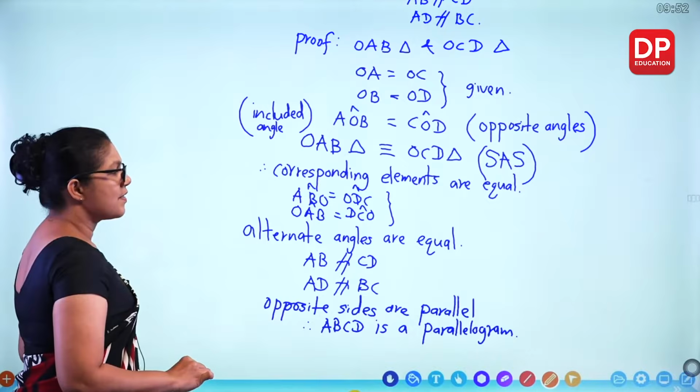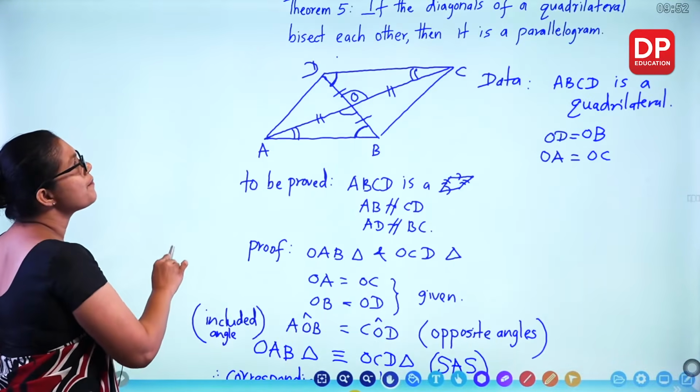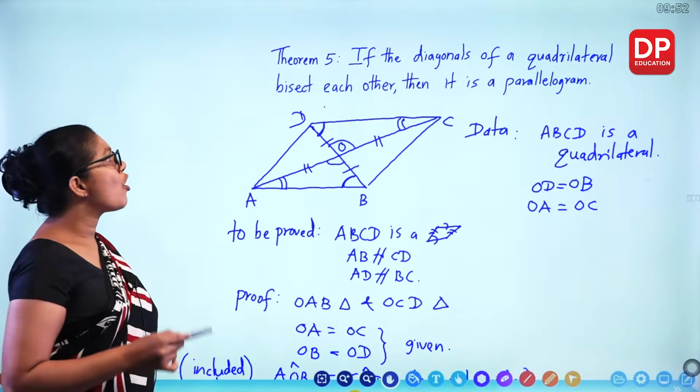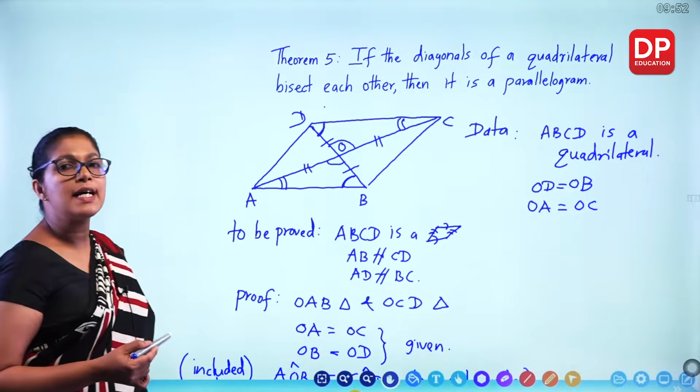So that's theorem number 5. So what is theorem number 5? It says if the diagonals of a quadrilateral bisect each other, then it is a parallelogram.